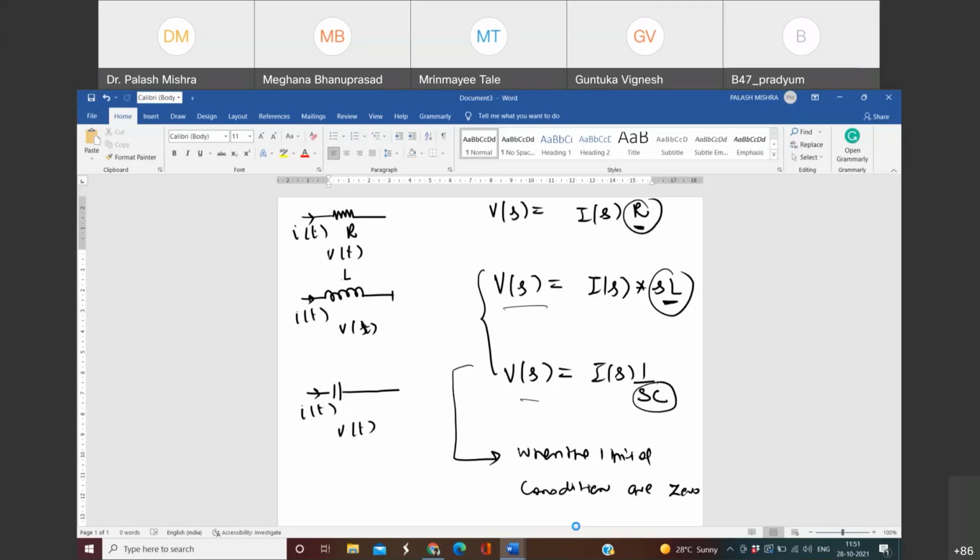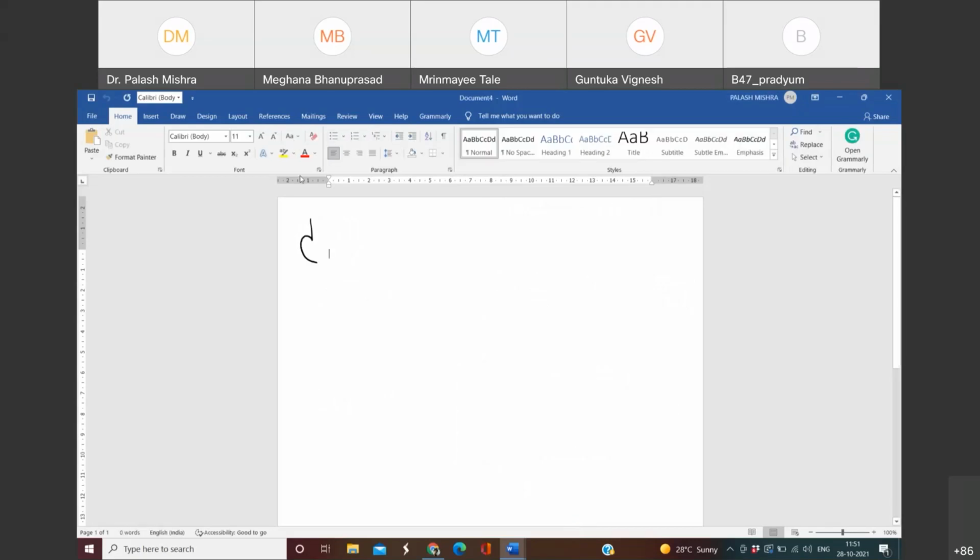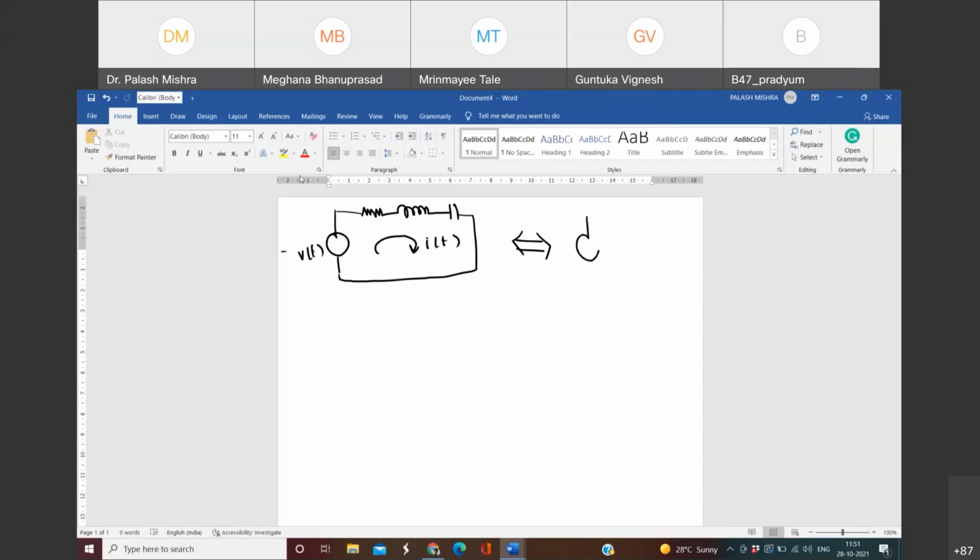So if someone asks you, suppose this is a voltage, suppose 5 times u(t), or you can directly keep it as some voltage V(t). It is given to resistance R, this is L and this is C, and all the initial conditions are 0. Okay. And there is a current I(t) in the circuit. So its equivalent representation in the Laplace domain will be, tell me what is this value? V of s. Is it correct or not?